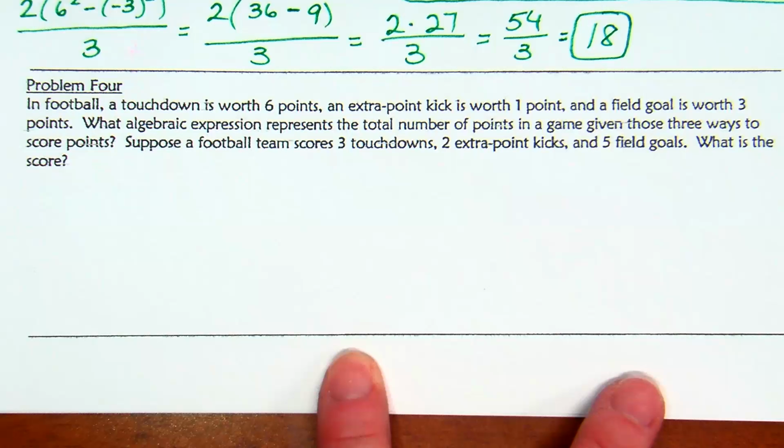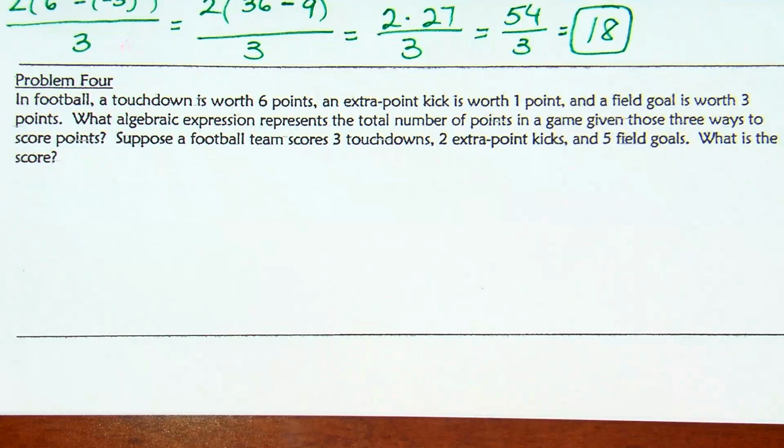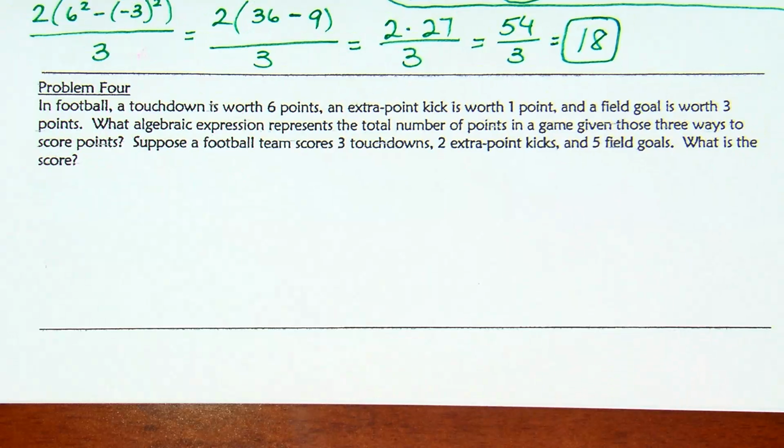Sometimes the word problems are crazy easy. Sometimes they're hard, I get it. But sometimes they are so easy if you would just read it. So, okay, in football, a touchdown is worth 6 points. An extra point kick is worth 1 point. A field goal is worth 3 points. What algebraic expression represents the total number of points in a game given those 3 ways to score points?